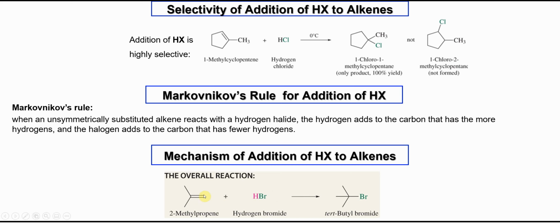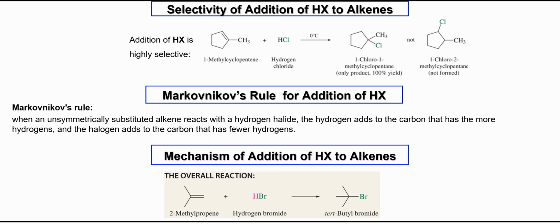Hydrogen will be added to your first carbon. Your bromide will be added to your second carbon. Therefore, you are going to produce tert-butyl bromide. So carbon 1, 2, 3, 4. You call it tert-butyl bromide. Again, this follows Markovnikov's rule of addition of hydrogen halides.